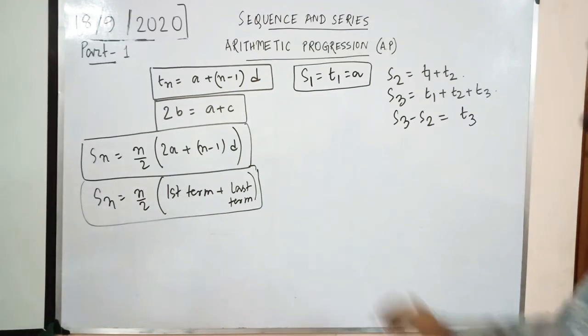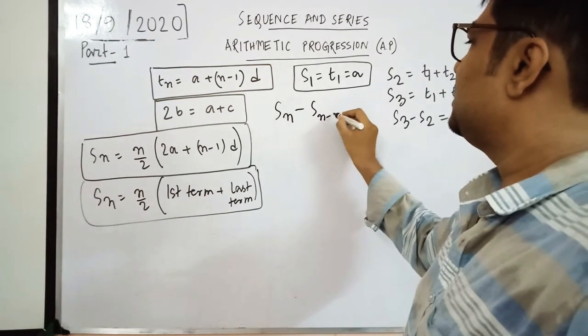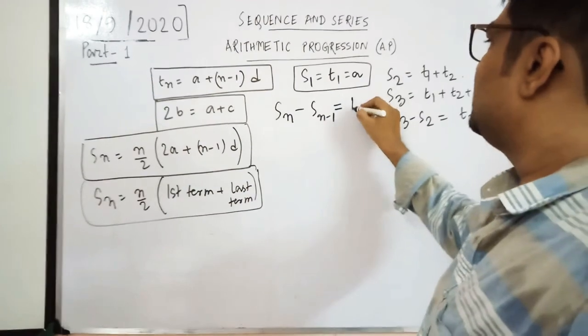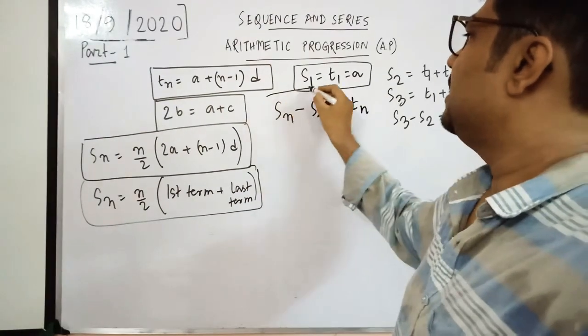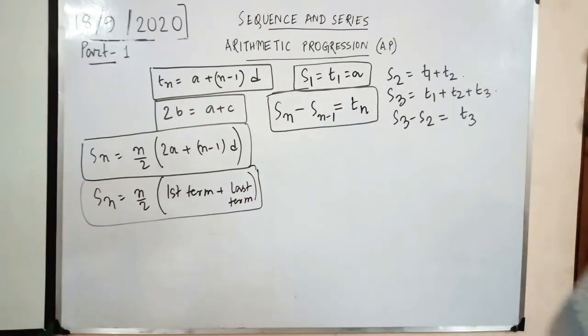Similarly, I can write a formula over here. That means from Sn, if you subtract S(n minus 1), you get Tn. So this will be Sn minus S of (n minus 1), which is Tn.